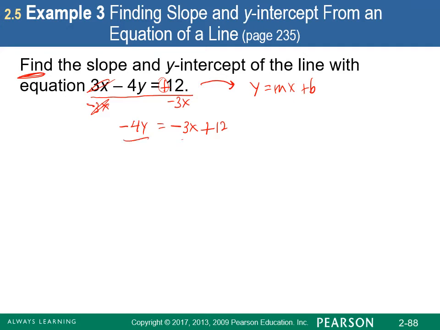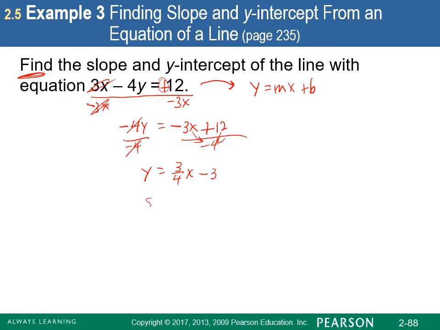Then we need to divide both sides by negative 4. That is going to disappear. When we have a fraction that has 2 terms on top and 1 on bottom, we need to put all of them together, as in these 2 and these 2. The negative 3x divided by negative 4 would be a positive 3/4 x. 12 divided by negative 4 would be minus 3.